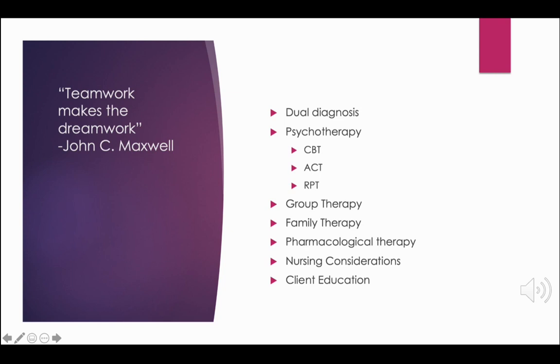Teamwork makes the dream work. Many of these individuals have a dual diagnosis, and that means they have a diagnosis of addiction and a diagnosis of depression or anxiety. And so both things need to be treated, and that takes a team approach. Most likely the individual needs psychotherapy, and that's one-on-one therapy. Cognitive behavioral therapy can help decrease anxiety and help with behavior change. Acceptance and commitment therapy promotes commitment to positive change. Relapse prevention therapy helps the client identify the potential for relapse and promotes self-control.